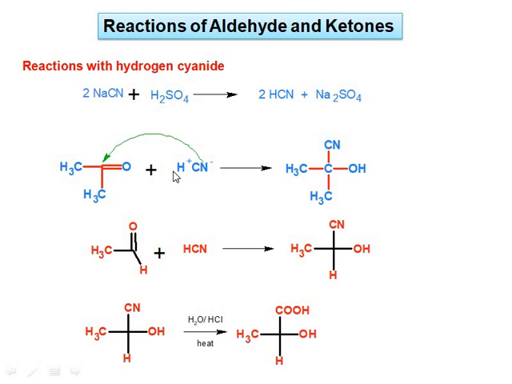Then this hydrogen cyanide reacts with an aldehyde or ketone, for example, a ketone. The cyanide has a minus charge, H plus CN minus. So CN minus attacks this carbonyl carbon, which is electrophilic, to get cyanohydrin. This is a cyanohydrin, right.